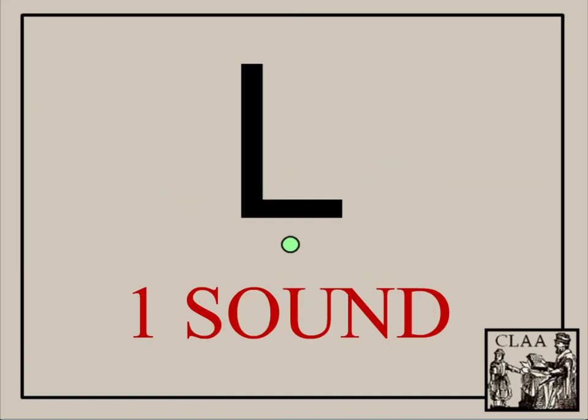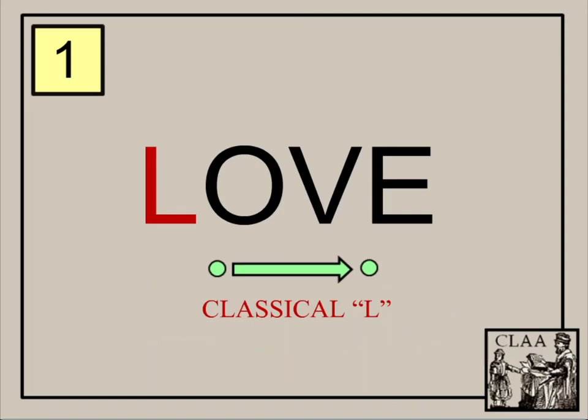The next consonant we'll study in this lesson is the English consonant L. Look carefully at the letter on your screen. This is the consonant L. The consonant L in English makes one sound. The English letter L makes the same sound as the classical L. L, L, L. Let's read together the word on your screen, beginning with the English consonant L. Love, love, love.